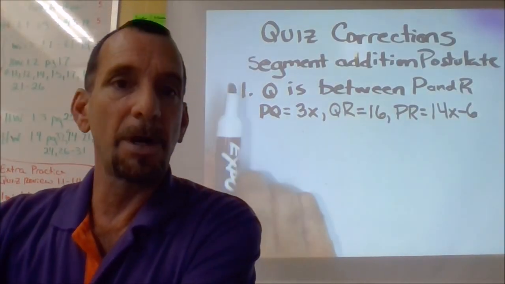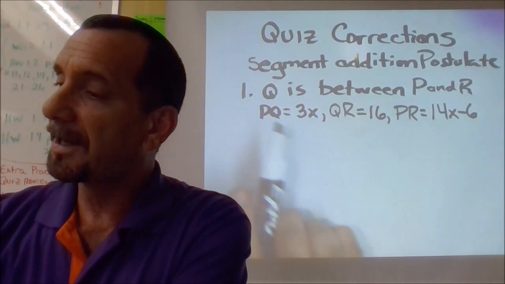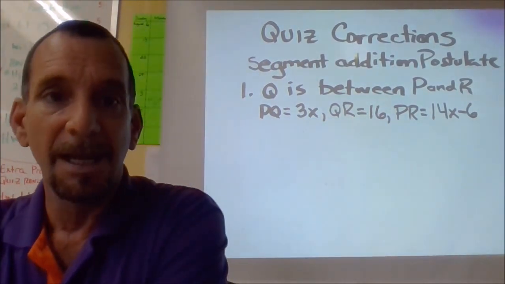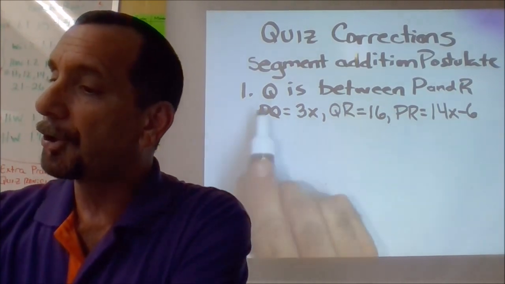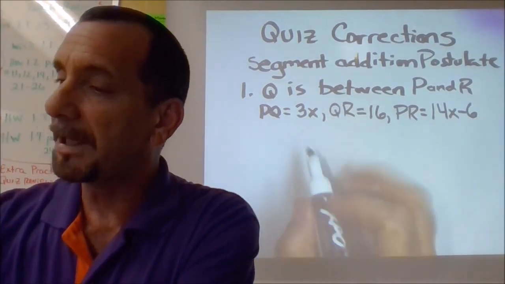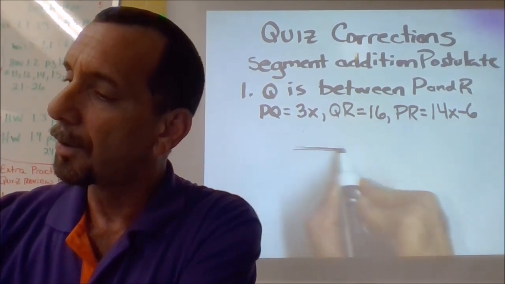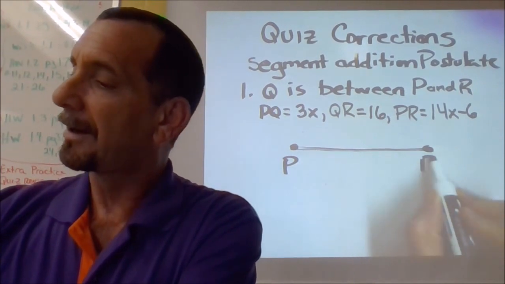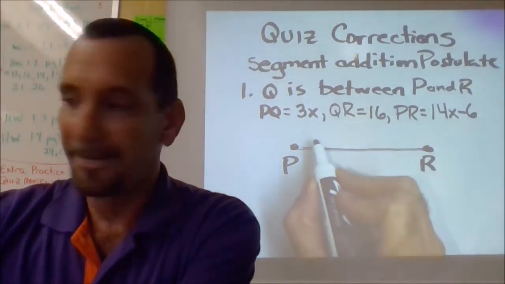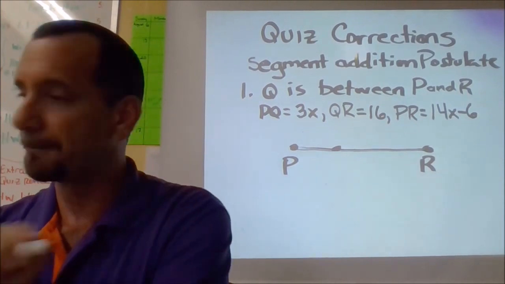Okay, so the first one is the segment addition postulate. And they're going to give us a little bit of information. And the best thing to do would be to draw a diagram. So Q is between P and R. I'm just going to draw that situation. There's P, there's R, and there's Q, somewhere between P and R.